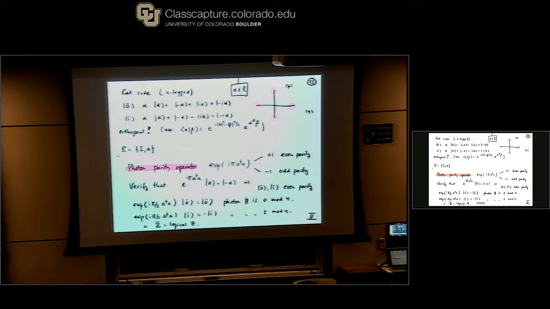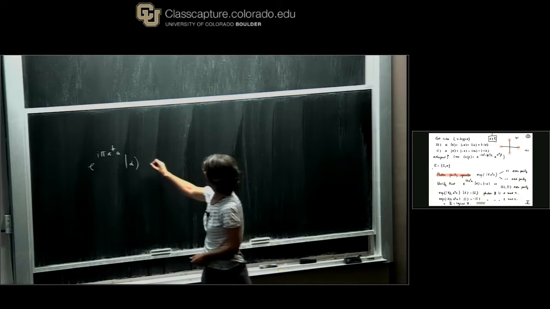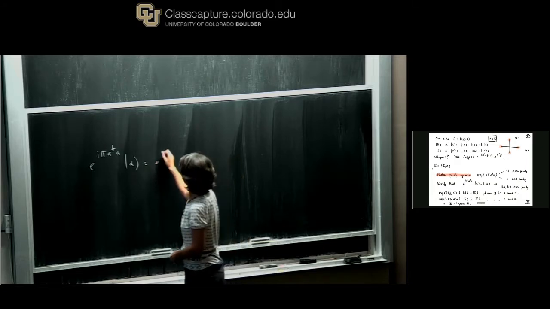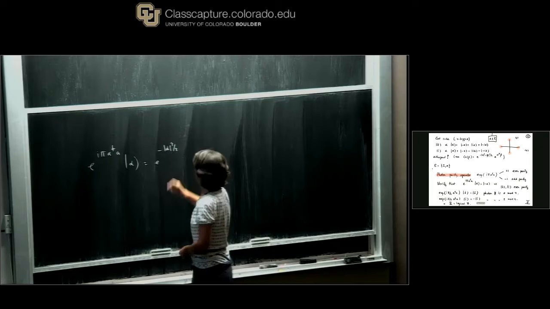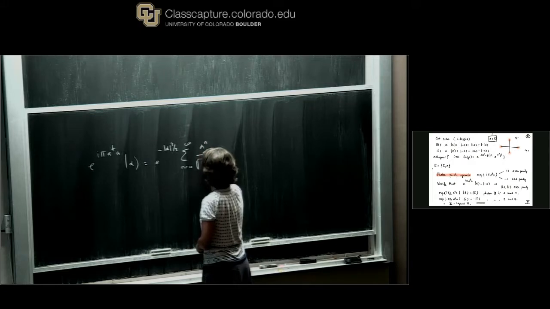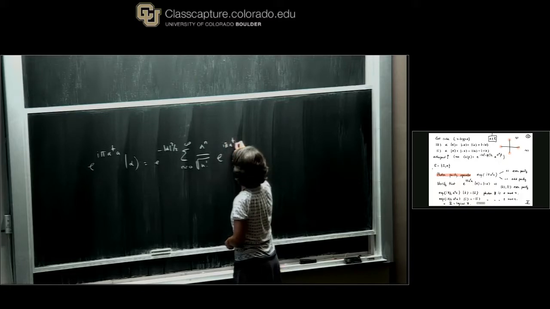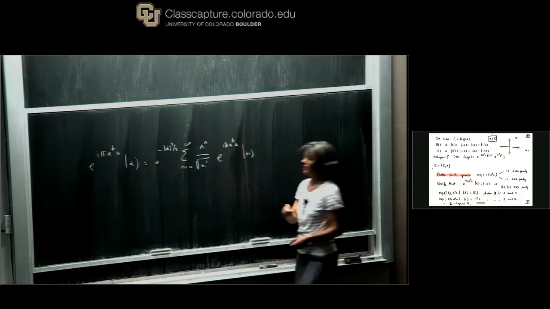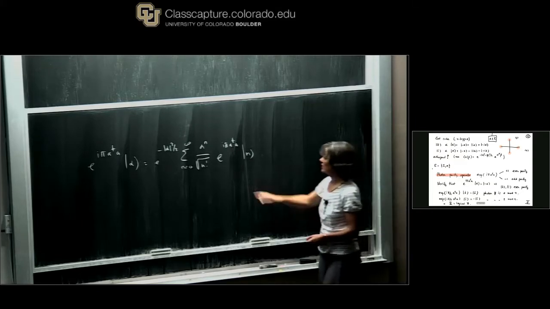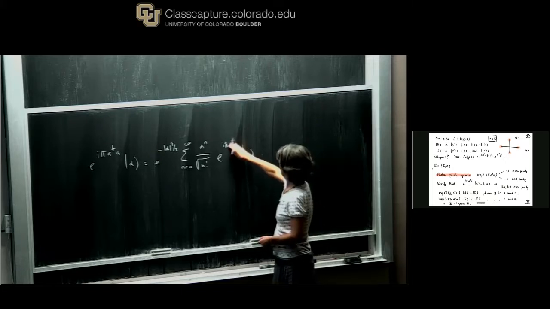So we can just do something like this, e to the i pi a dagger a on alpha. In order to know what this is, I just write out what the coherent state is: alpha to the n over square root of n factorial, e to the i pi a dagger a on n. Right? This is just writing what the coherent state is. And now I can let this operator act on this n. I just replace this by n.